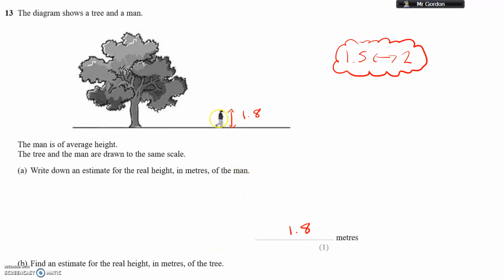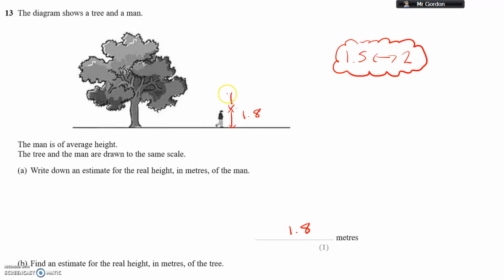All right. Part B, find an estimate for the real height in meters of the tree. So they just want you to scale this up. How many times bigger is the tree than the man? That is all the question is asking you to do. And then literally times your number here by however many times bigger you think the tree is. I think they were allowing anything between 5 and 6 times bigger.